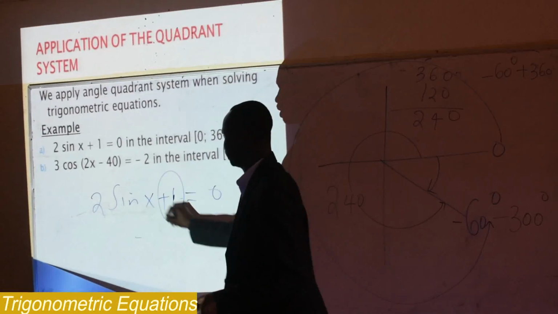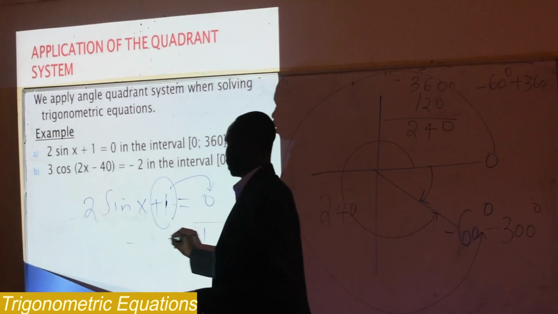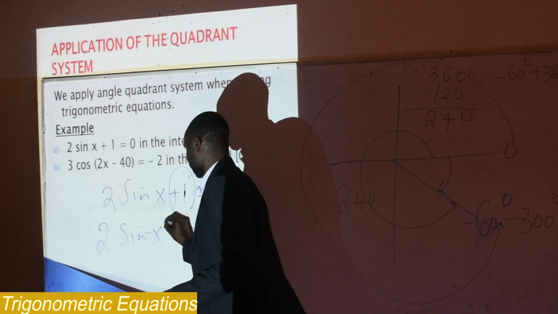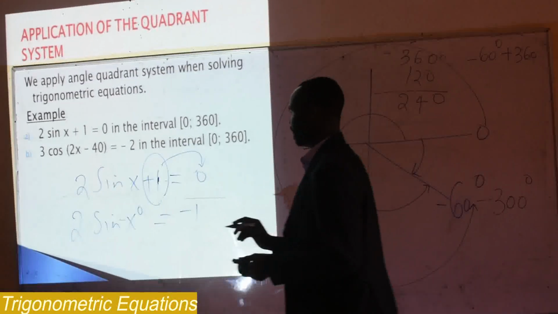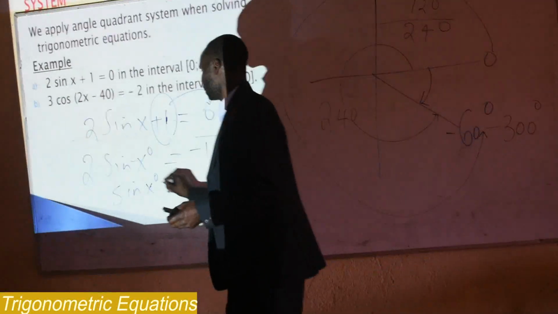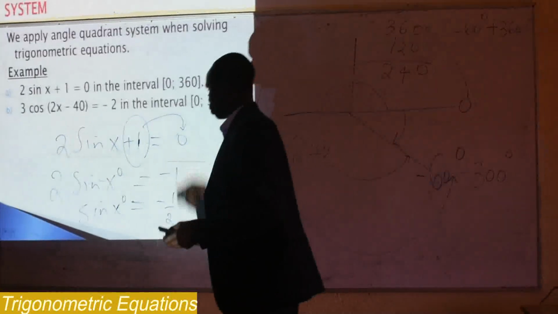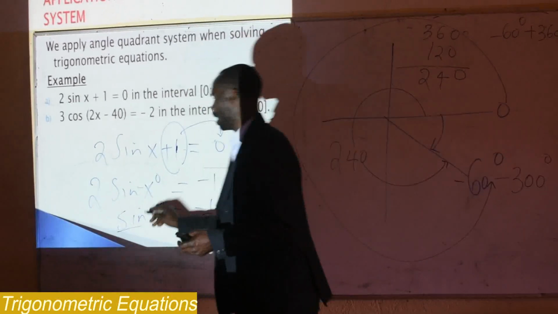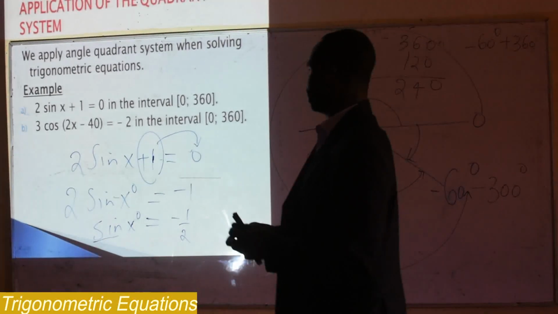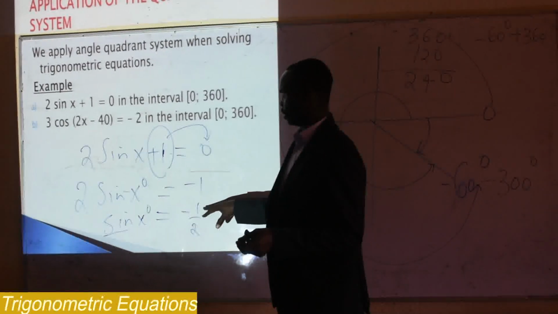So you will bring this one to this side. What you will have is negative 1 equals 2 sin x degrees. Then divide by 2 both sides. So you have sin x degrees, and the answer is negative 1 over 2. So to remove this sin from this other side, what we do is sin inverse both sides, and then work out this one here.